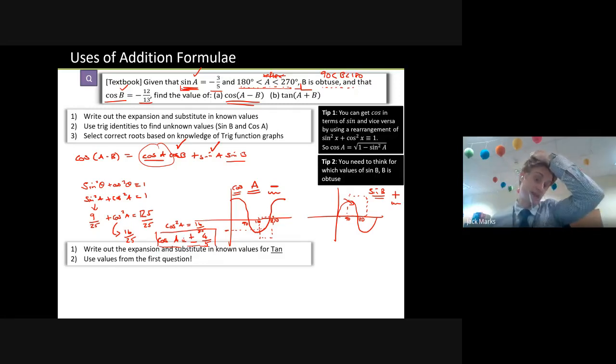Now it might make sense why I've done this graph over here. Well, what is it? Is it positive 4 over 5 or negative 4 over 5? It's negative. We know because we were given some information about the angle and we drew the graph. So cos A is minus 4 over 5. Okay, that's the process.